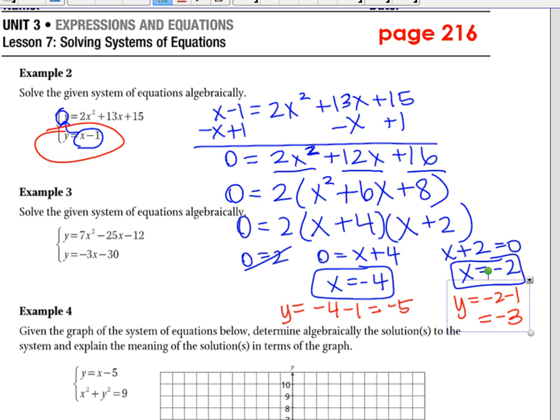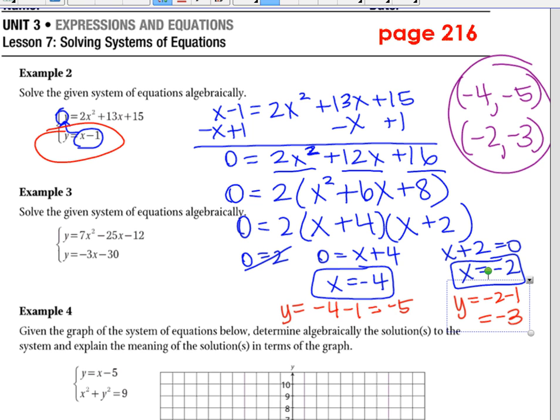So your actual answer should be negative 4, negative 5, that's one coordinate, and negative 2, negative 3. That's your answer. Make sure that you don't get sloppy and put negative 4 with negative 3 and negative 2 with negative 5. That happens a lot.